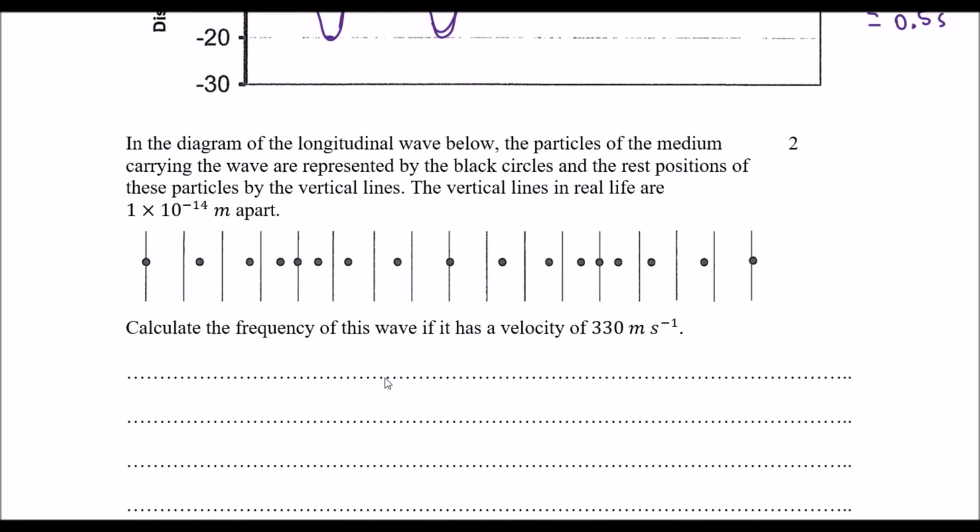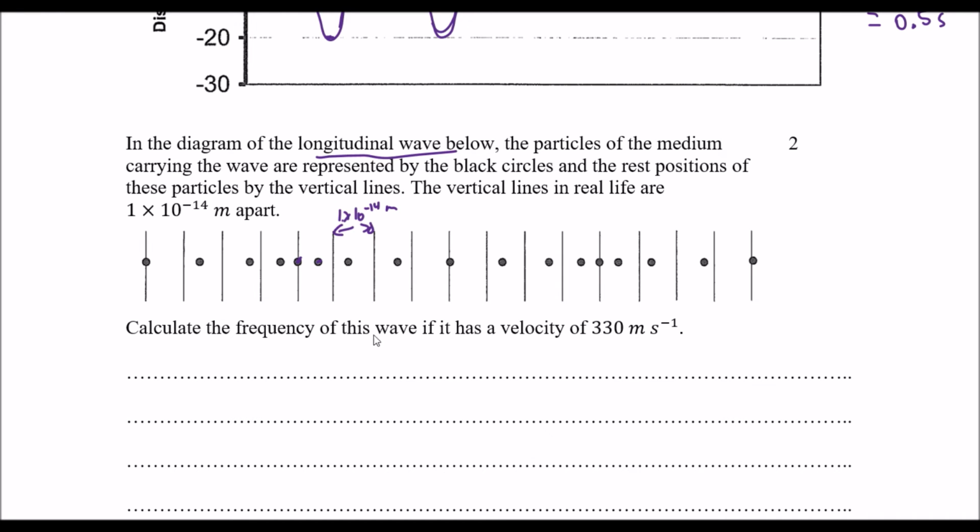Next question, it says, in the diagram, the longitudinal wave below, the particles of the medium carrying the wave is represented by the black dots. So these are all little particles that we have here. It says that the vertical lines represent, in real life, 1 times 10 to the power of negative 14 meters apart. So that's the overall length.